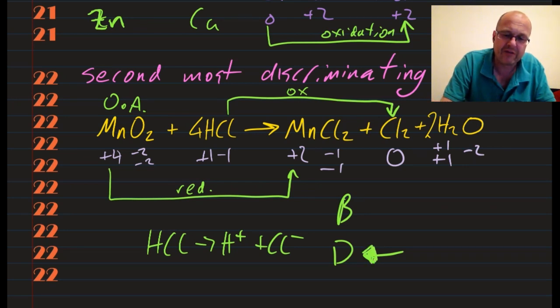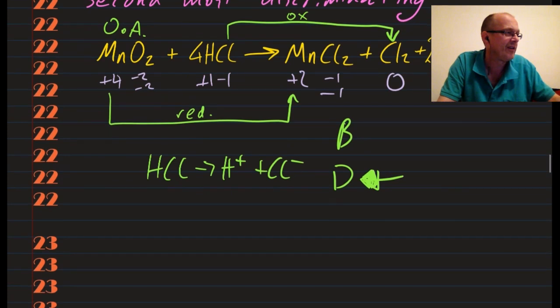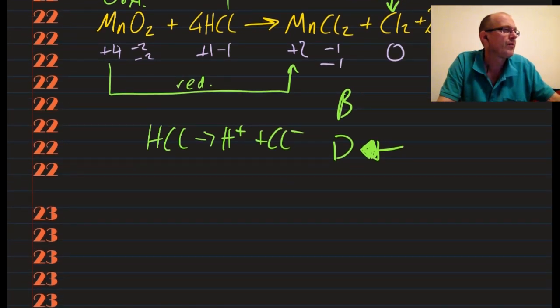So you have to know your oxidation states, and you have to know oxidizing and reducing agents, and you have to know that HCl makes H plus and Cl minus. I can see why that's pretty discriminating. Oh no, this isn't so bad.